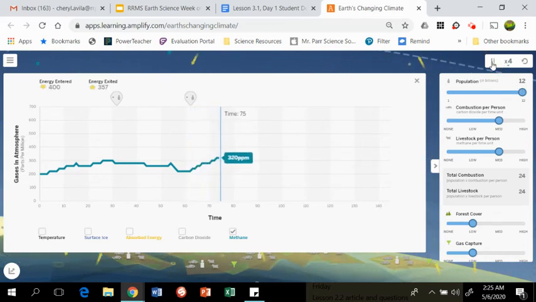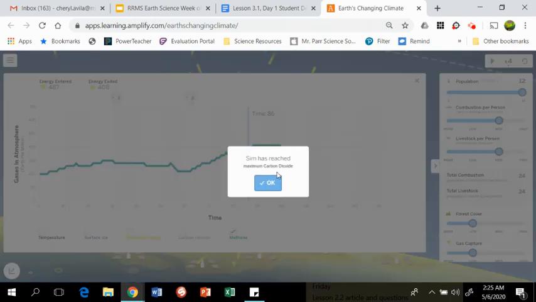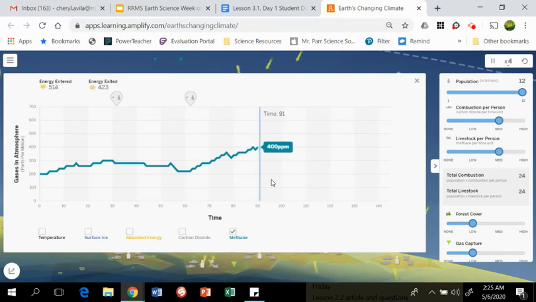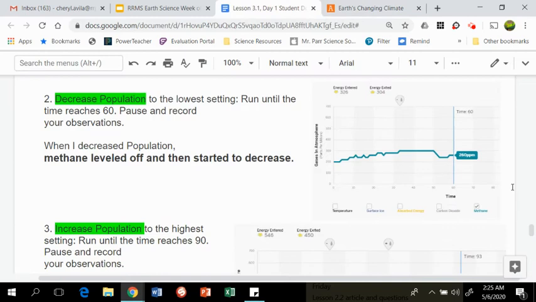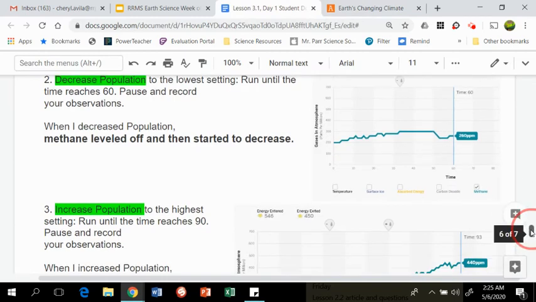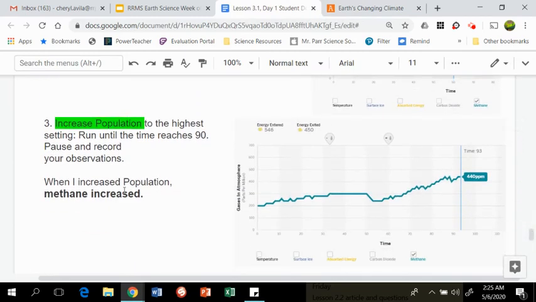Population increases. What would happen to the methane? And pause it. You'll see that the methane has steeply increased. When I increased population, methane increased pretty steeply.